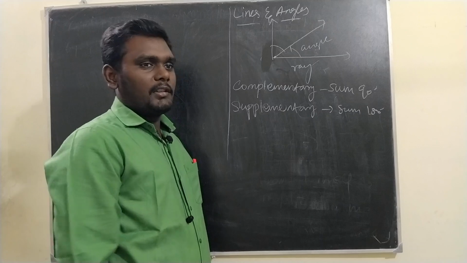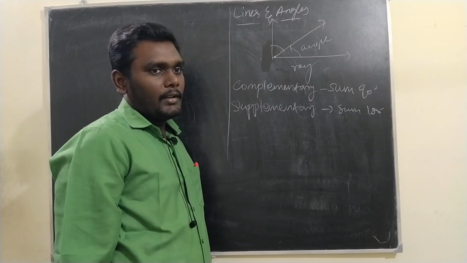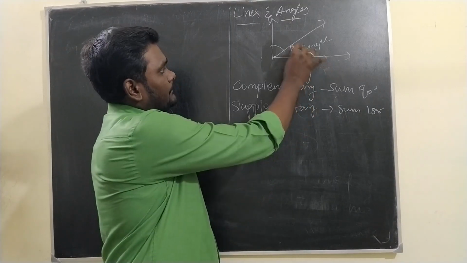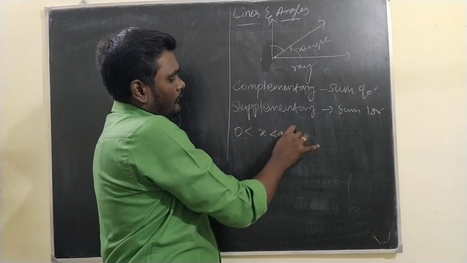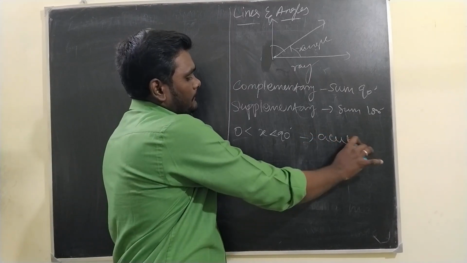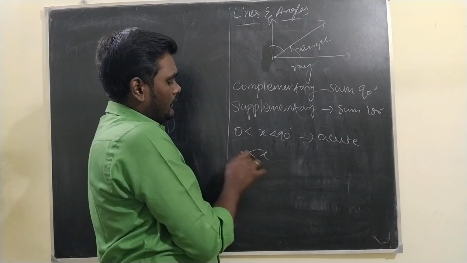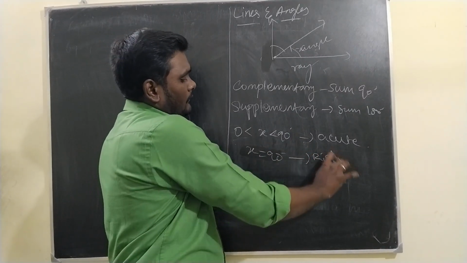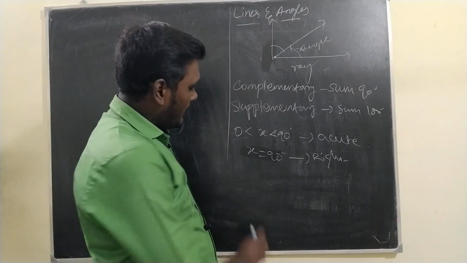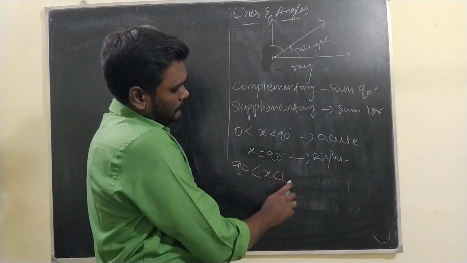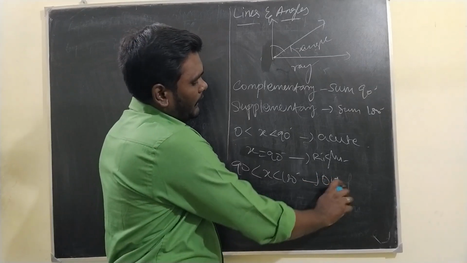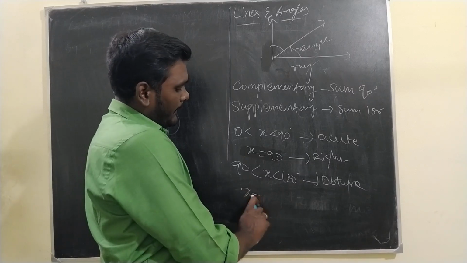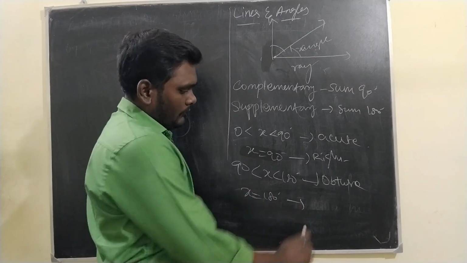Okay. So based on the measurement itself, we will classify the angle also. We start from 0 to 90. If the angle is 0 to 90, that is an acute angle. And if the angle is exactly 90, it is a right angle. If it is more than 90 and less than 180, that is an obtuse angle. And if it is exactly 180, straight angle.